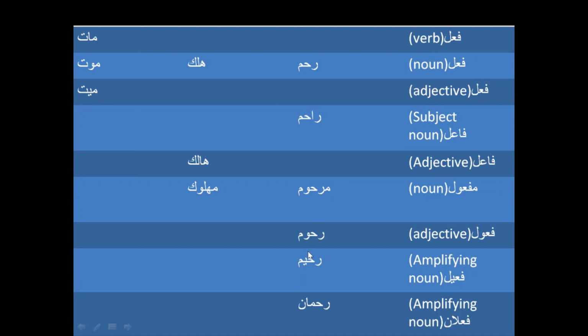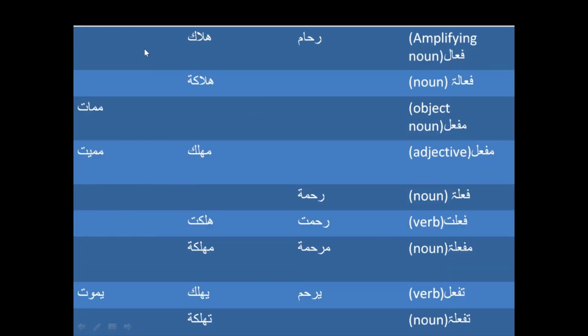Rahm, rahim, marhum, Rahman, these words are all related to kindness. These two words are specifically related to death, but all these forms have nothing to do with death. These are all related to death, decimation, destruction, fatality, these kinds of things.